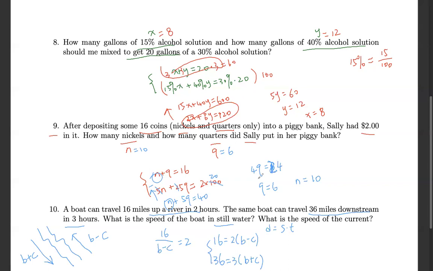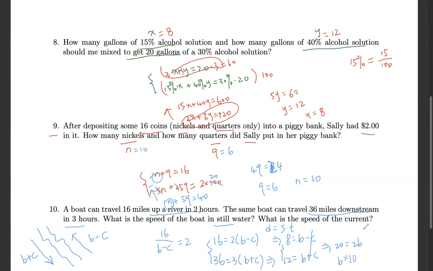Right. So the first equation we can divide by 2. When we divide by 2, we get 8 equals b minus c. The second one we can divide by 3. 36 divided by 3, we get 12. 12 equals b plus c. Now we can add those 2 equations. When we add, c plus minus c becomes 0. 8 plus 12, we get 20. b plus b, we get 2b. So b equals 20 divided by 2, we get 10. So the speed of the boat is 10.